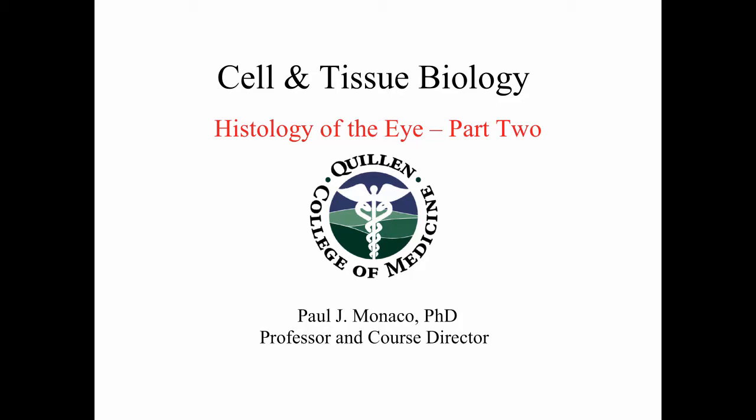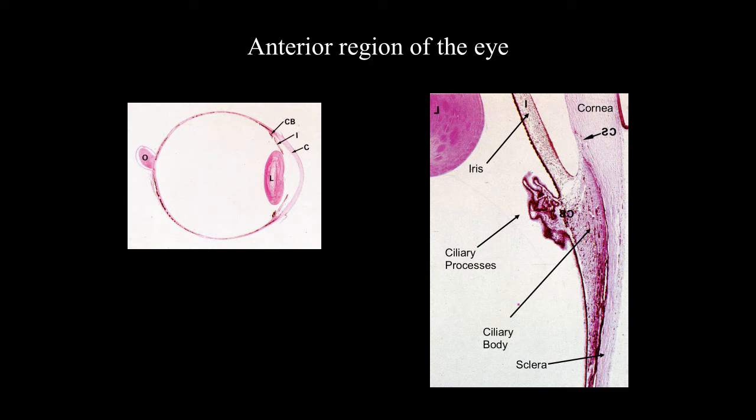This is our second podcast in our series on the eye, and in this podcast we're going to talk about the anterior regions of the eye. So we're going to be talking about the cornea, the sclera, the iris, and the ciliary body and ciliary processes.